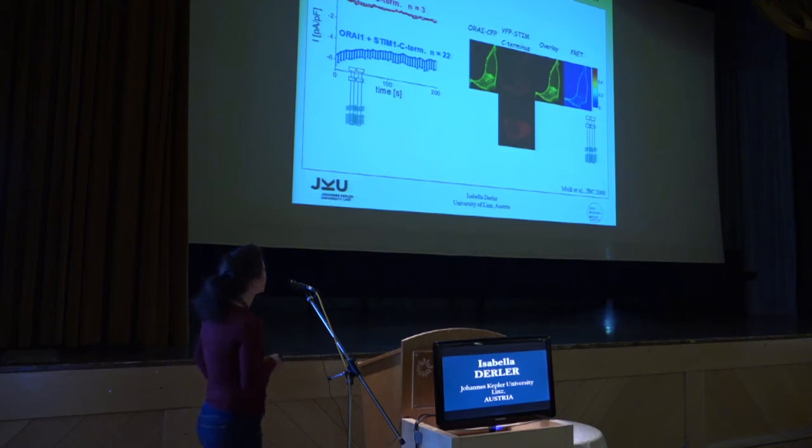And this correlates nicely with current measurements. So when STIM1 C-terminus is alone in HEK cells, you get no current. But when STIM1 C-terminus together with ORA1 is co-expressed, you get already currents independent of store depletion, so just from the beginning of whole-cell break-in. So the cytosolic fragment is sufficient for ORA channel activation, and we later found that even smaller fragments are sufficient for ORA activation. But I don't want to go in detail here.